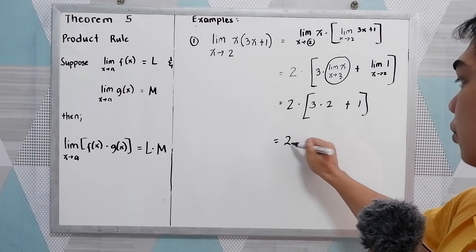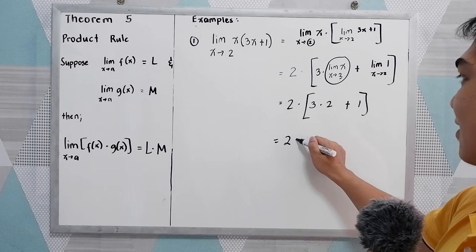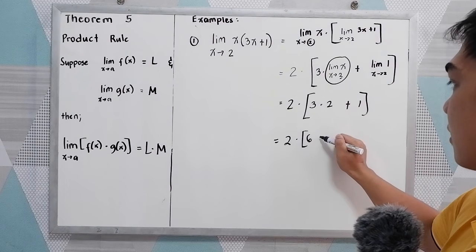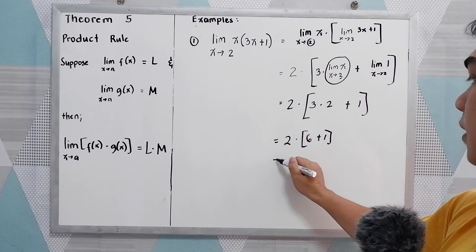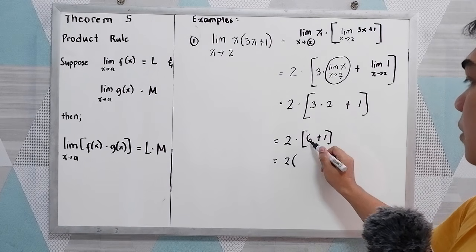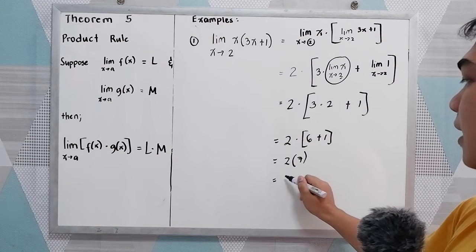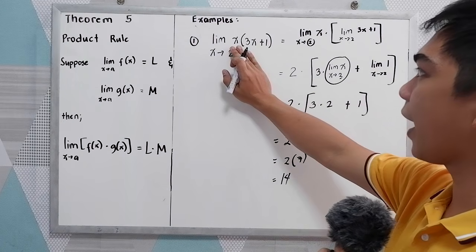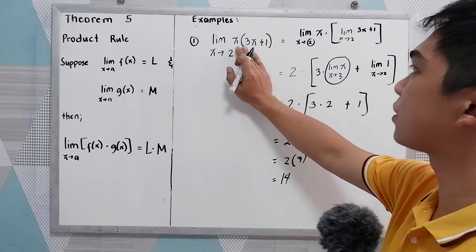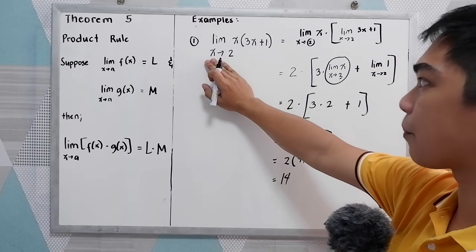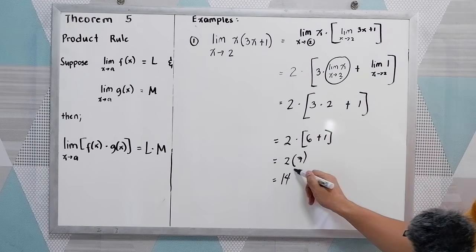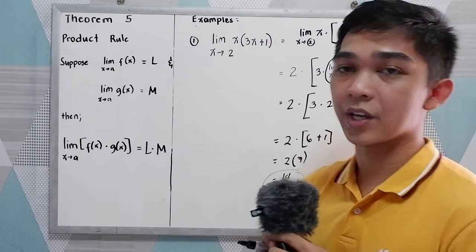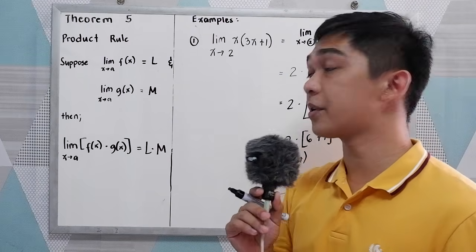Now we have 2 times 3 times 2, that is 6, plus 1. That will give us 2 times 7, and that is 14. Okay, so the limit of x times 3x plus 1 as x approaches 2 is equal to 14. To complete our 4 basic operations, let's have our theorem number 6.